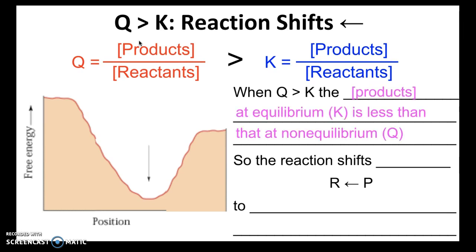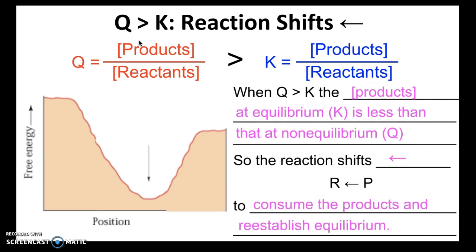And so in this case, when Q is greater than K, the products at equilibrium are less than that at non-equilibrium. So the reaction is going to shift to the left to consume some of those products, basically reduce the amount of products you have and reestablish equilibrium. All right, so again, take a moment to get this copied down into your notes.